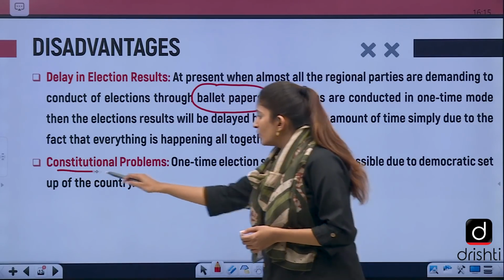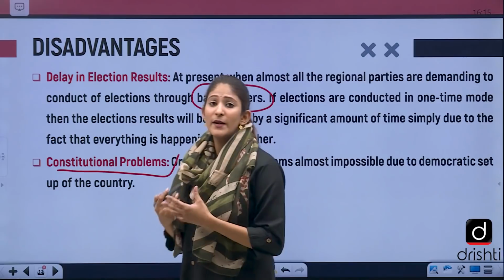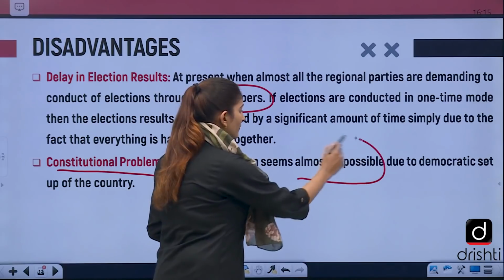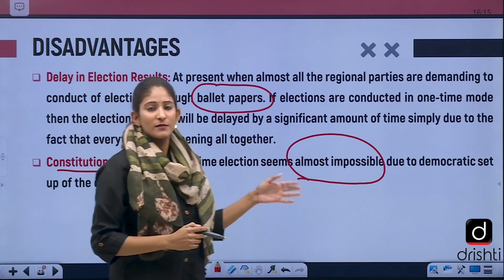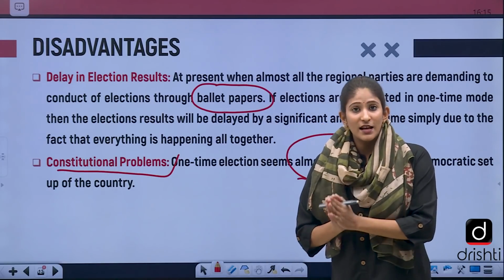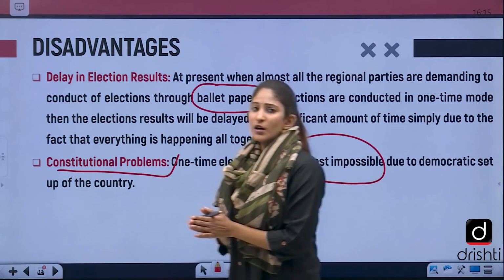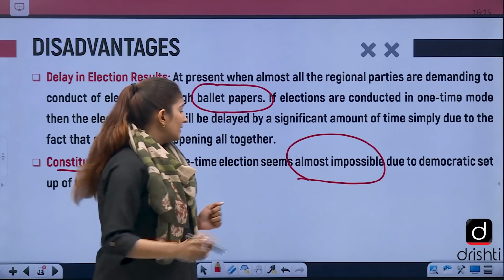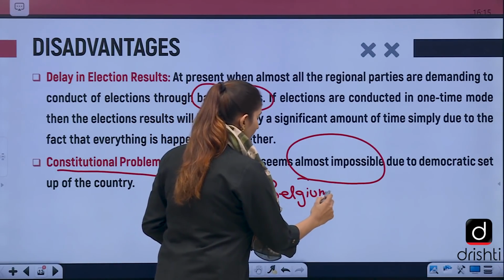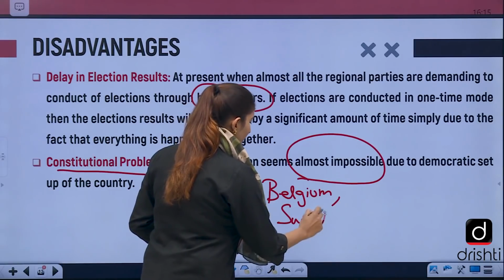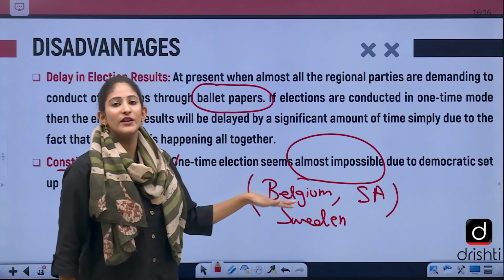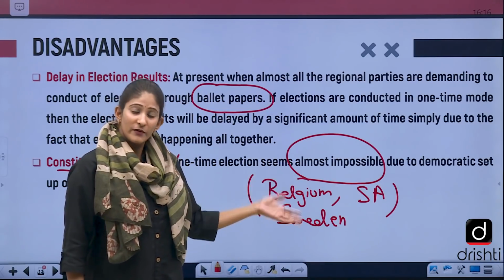Then lastly, constitutional problems. Of course, amending so many articles, and the sheer nature of the country, the diversity, the democratic setup, makes it almost impossible. If we talk about the Law Commission of India, it cited three examples: Belgium, Sweden, and South Africa. Because these countries have simultaneous elections, we can also have it.